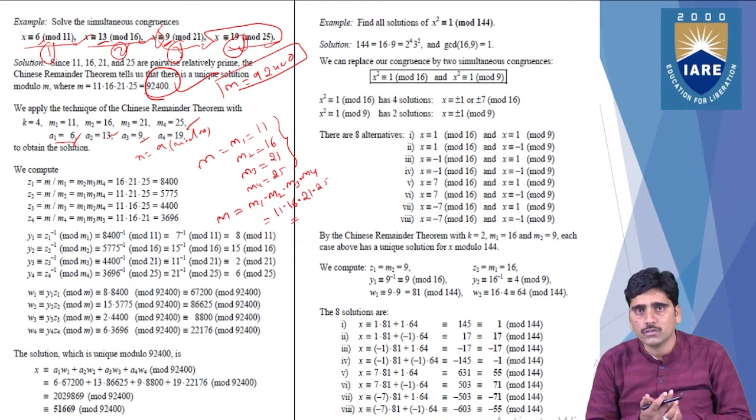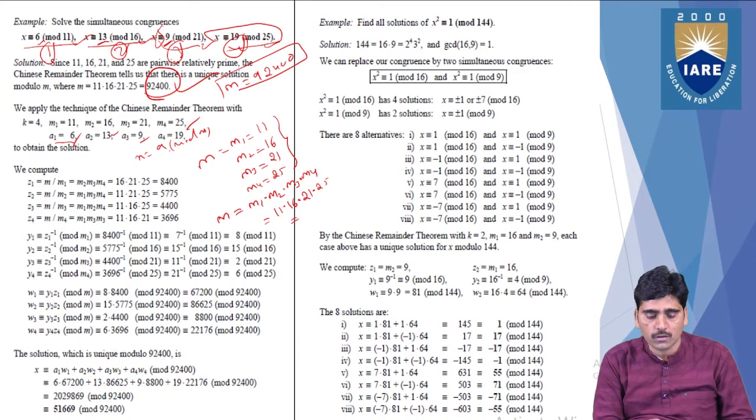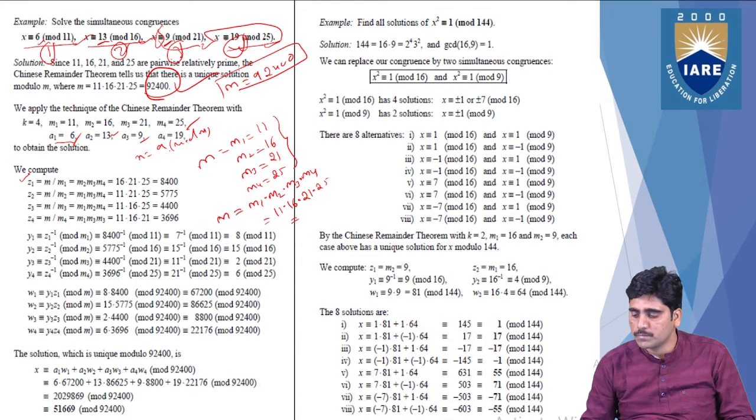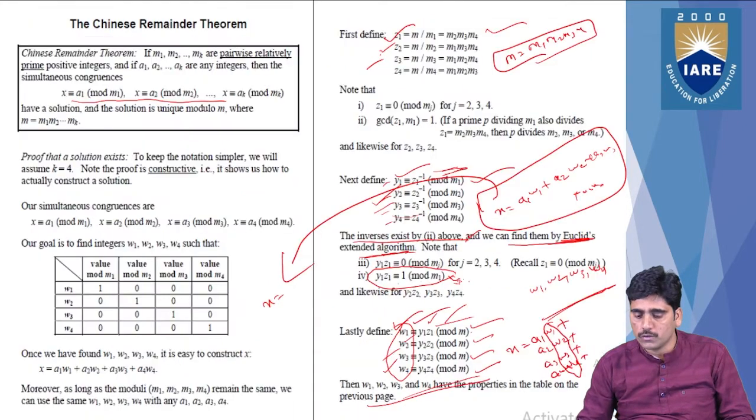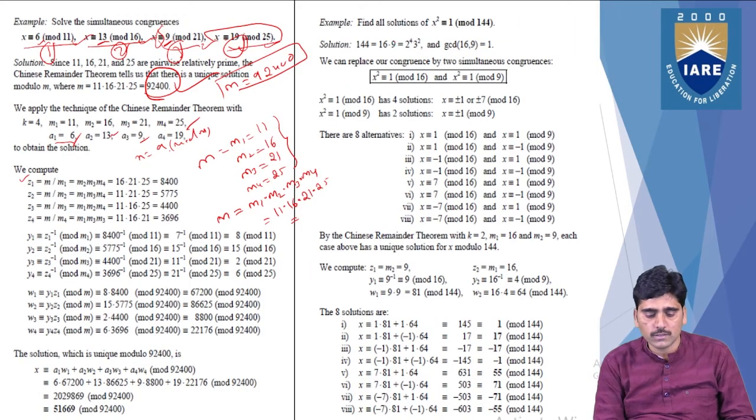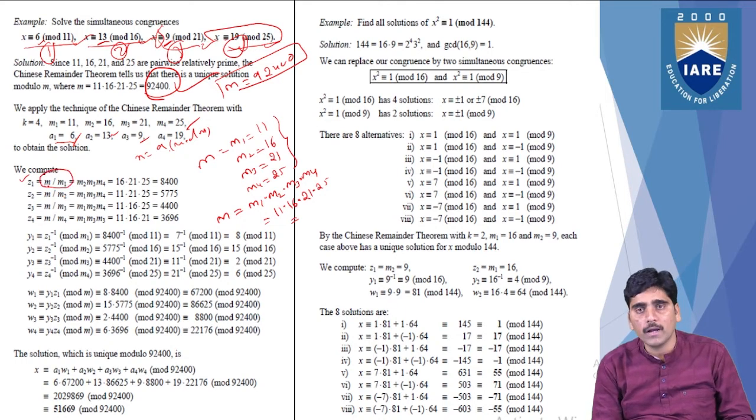So how to obtain the solution? First of all we need to find the Z values. As per the previous discussion, first of all we define Z values. So Z1 equals what? M by M1. That is nothing but M2, M3, M4. Indirectly you can multiply M2, M3, M4, or else you can divide M by M1. So that you will get 16 into 21 into 25, which equals 8,400.